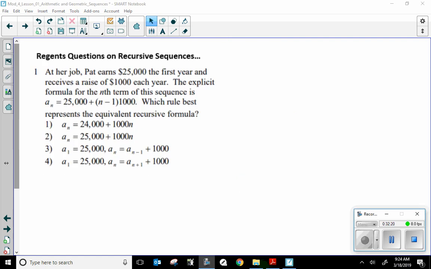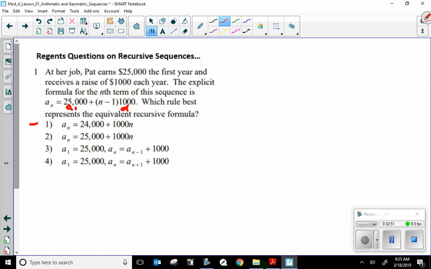All right, here are some common Regents questions on recursive sequences. At her job, Pat earns $25,000 the first year and receives a raise of $1,000 each year. The explicit formula for the nth term of the sequence is a sub n equals, look, it's just the explicit formula. Here's our first term, n minus 1, here's our common difference. Which rule best represents the equivalent recursive formula?